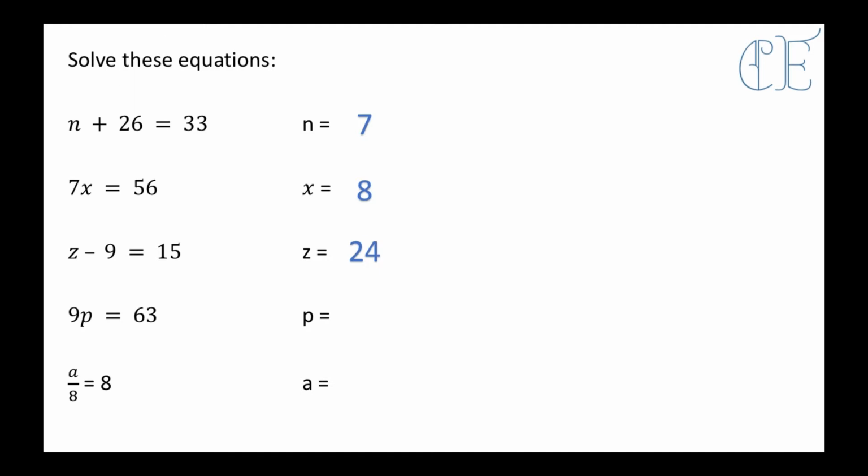9p equals 63. Another multiplication there. 9 times p equals 63. So to find p, we have to do 63 divided by 9, which gives us 7. And finally, as I said on the previous slide, this is how your divisions would usually look. So a over 8 equals 8. That means a divided by 8, which means now we have to do times. So instead we will do 8 times 8, and that gives us 64.